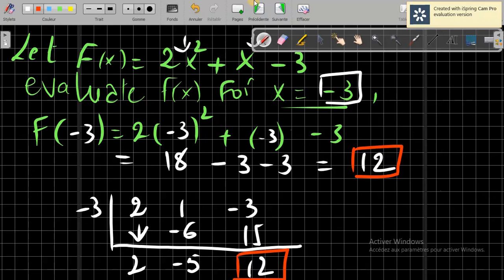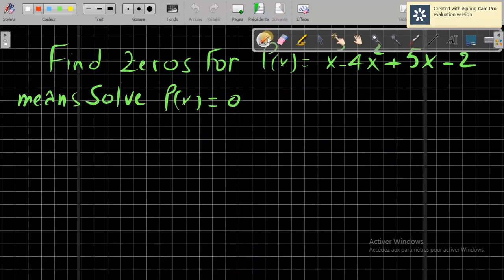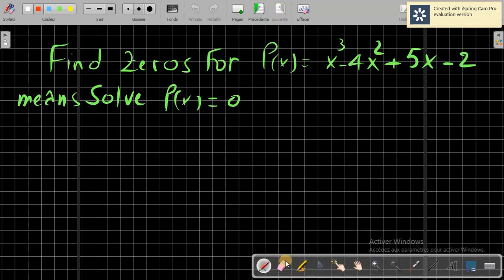So let's see another example. Here, find zeros for a cubic polynomial function x cubed minus 4x squared plus 5x minus 2. It means solve f(x) equal to 0. So you need to solve x cubed minus 4x squared plus 5x minus 2 equal to 0. You need to find the zeros or the roots for this polynomial function.